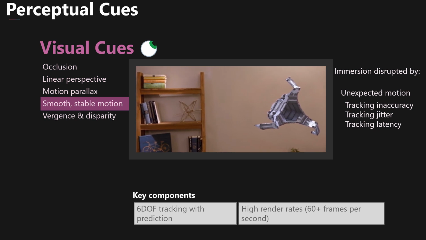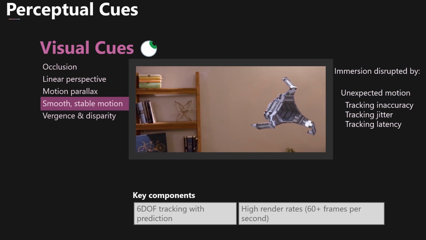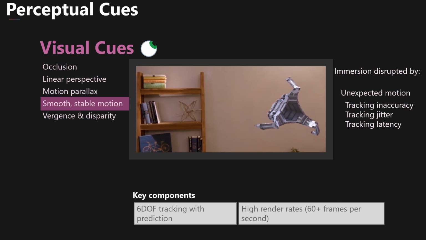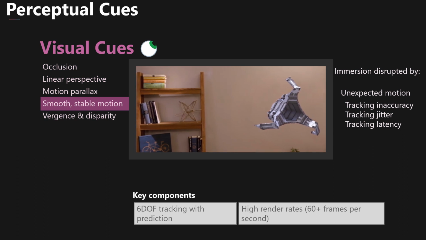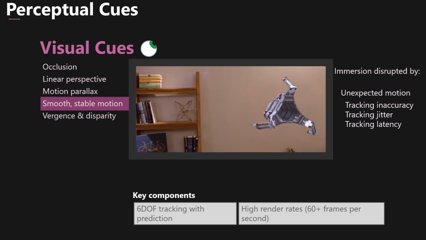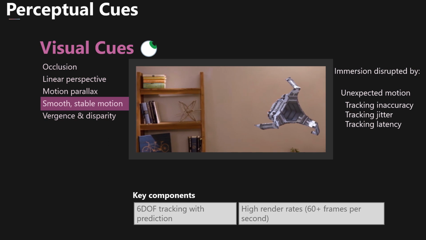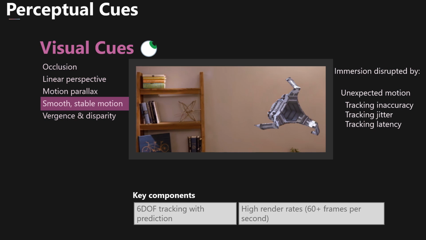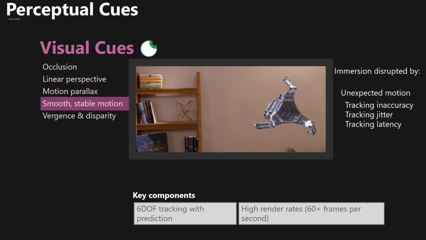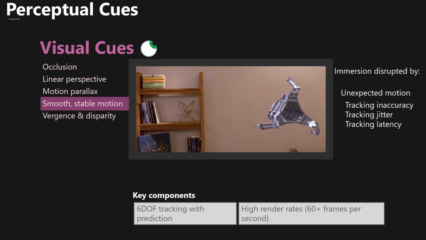Therefore, any effective tracking system needs to incorporate a prediction algorithm so it can predict where the user's head will be, for instance, when the photons finally hit the eyes and render for that location. Thankfully, the HoloLens and Windows MR devices have that tracking system built in, so the developer doesn't need to worry about predictive algorithms.